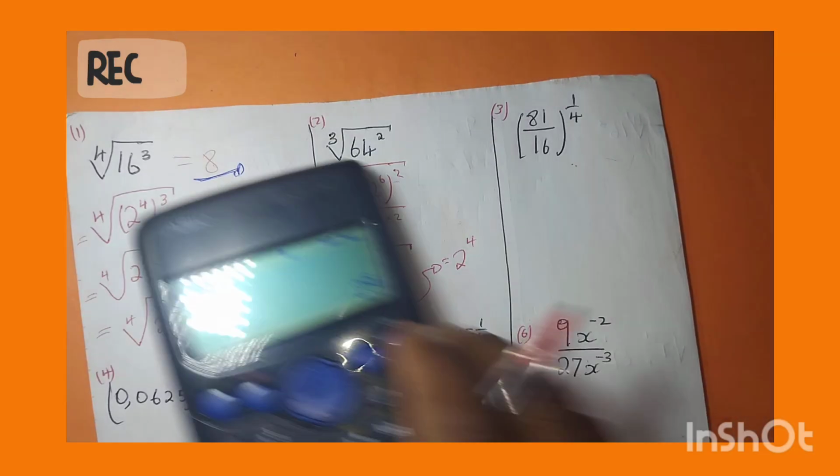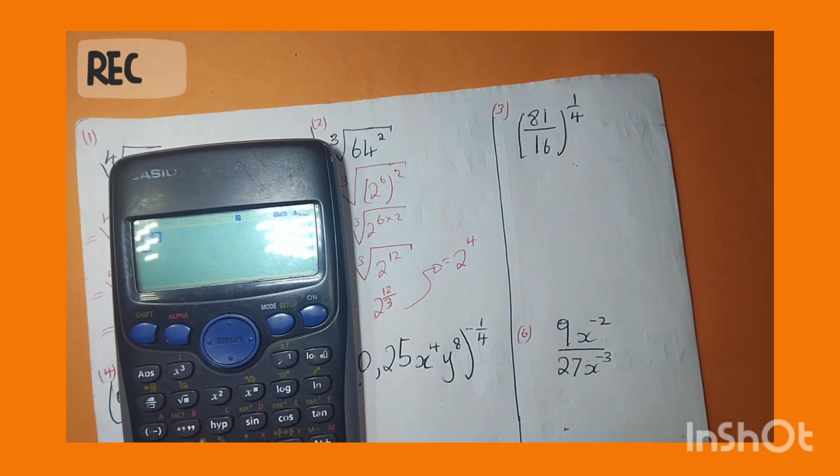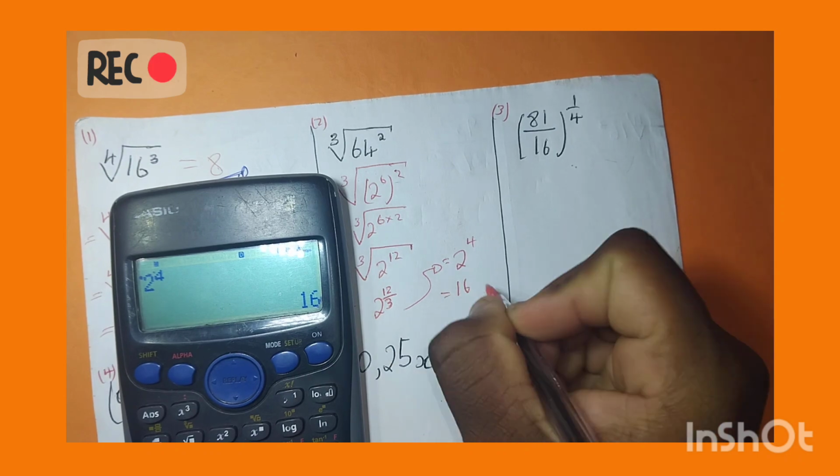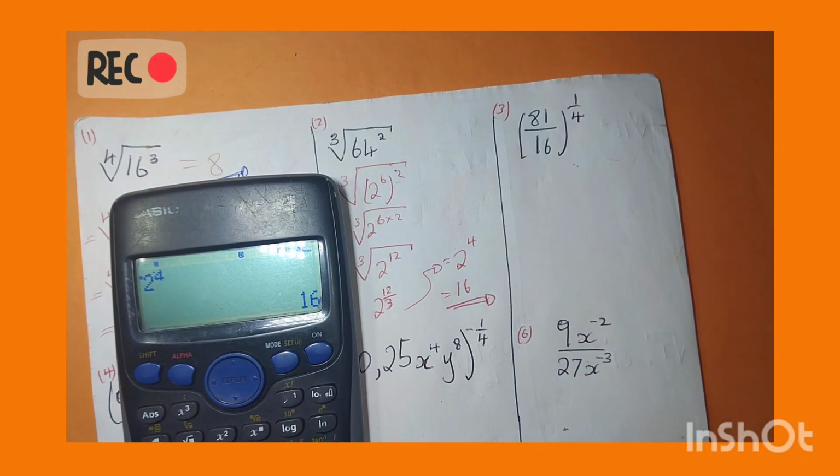Then now I can use my calculator there. Say this to the exponent form. This is what I get. I get 16 there, which is 16. There's my final answer. Do you see?